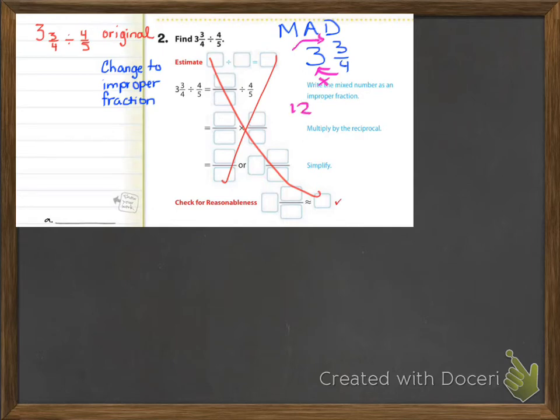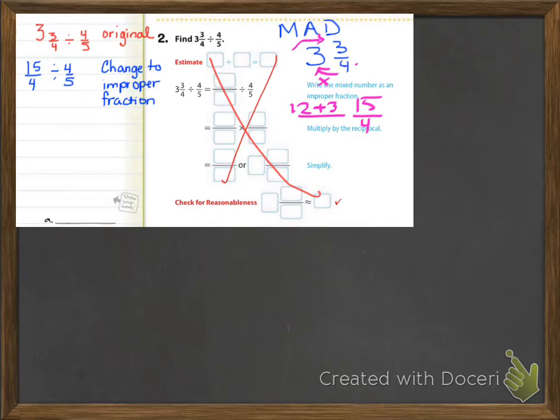And then we're going to add the 3 up here, plus 3. So that gives us 15 over, and then we keep the denominator the same. So that's going to be over 4. So now we know that to change this to an improper fraction, we have 15/4 that can go right here, divided by 4/5.